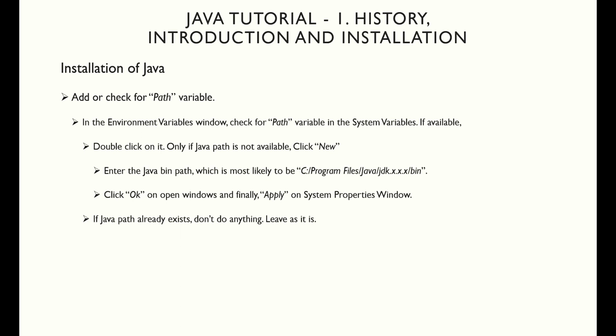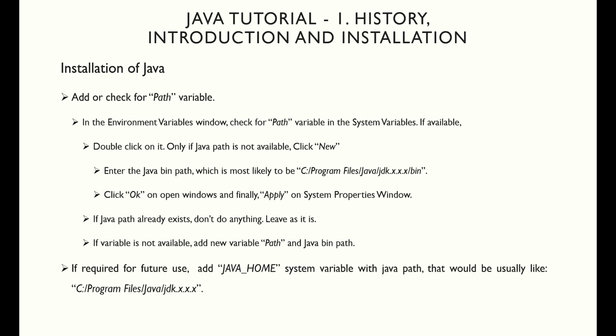If the Java path already exists, don't do anything, leave it as it is. If the variable is not available, add a new Path variable and a Java bin path. If required for future use, set the Java home variable path. Some applications might require it.